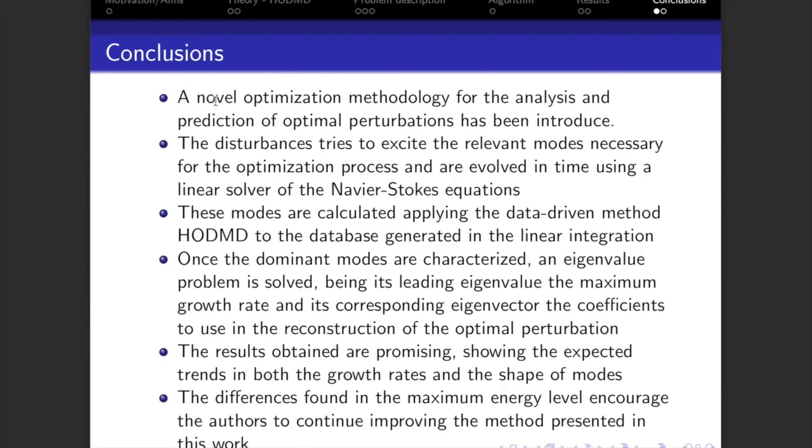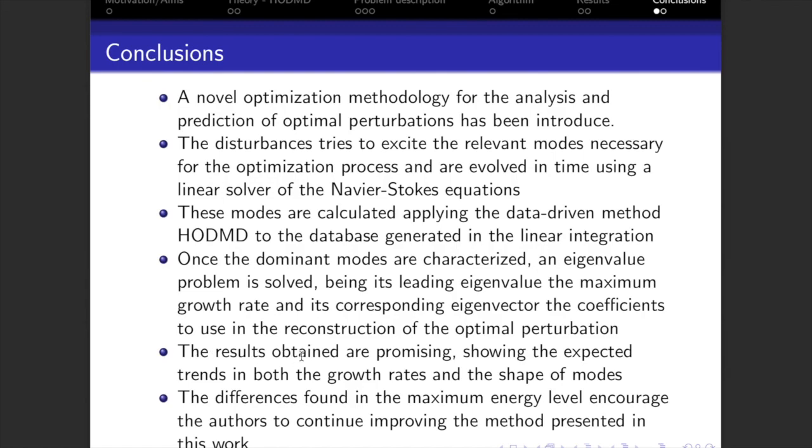As conclusions, a novel optimization methodology for the analysis and prediction of optimal perturbation has been introduced. The disturbance tries to excite the relevant modes necessary for the optimization process and is evolved in time using a linear solver of the Navier-Stokes equations. These modes are calculated by applying the data-driven method HODMD to the database generated in the linear integration. Once the modes are characterized, an eigenvalue problem is solved, its leading eigenvalue being the maximum growth rate and its corresponding eigenvector the coefficients to use in the reconstruction of the optimal perturbation.